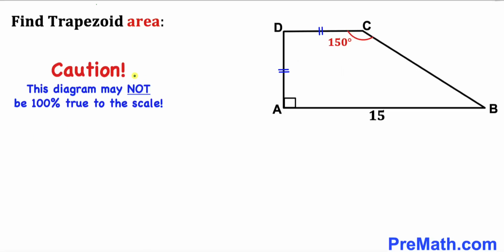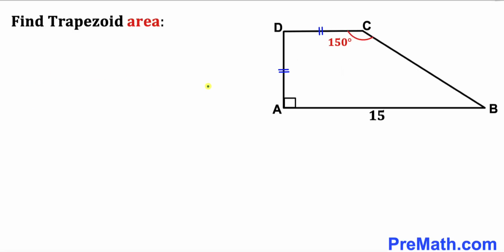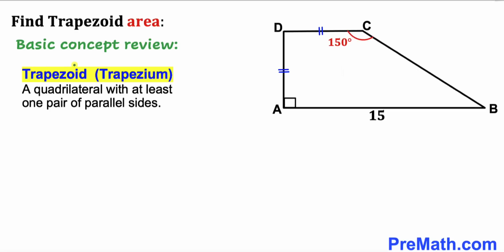Please keep in mind that this figure may not be 100% true to scale. Let's go ahead and get started. Before we proceed any further, let me go over the basic concept. Let's recall the definition of a trapezoid. Sometimes we call it a trapezium. It is a quadrilateral with at least one pair of parallel sides. In our case, this side AB is parallel to this side CD.